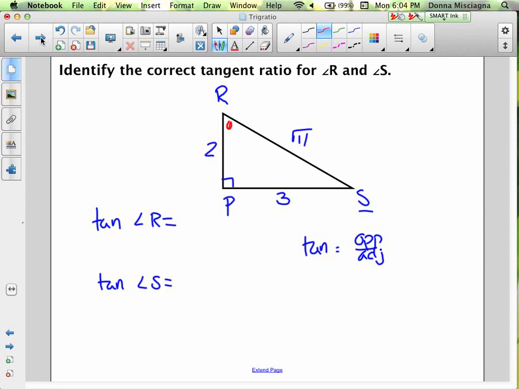All right, so we've had letters. Let's put some numbers in there. So we want to find the tangent ratio for angle R and for angle S. And tangent is always opposite over adjacent. By the way, make sure you're following along in your notes. A lot of these are in your notes. I think this one is in your notes. And so you follow along.